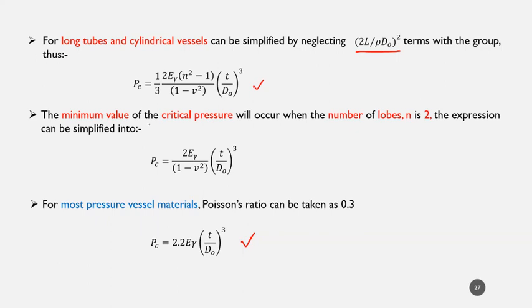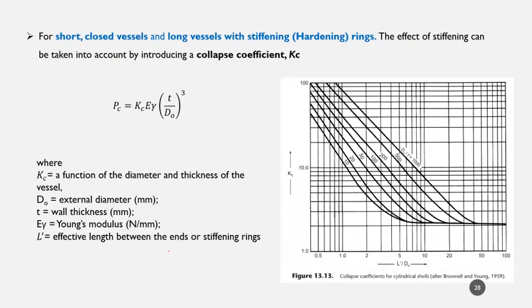Okay, the minimum value of critical pressure will occur when the number of loops, which is n, equals 2, and we can simplify the equation by inserting n equal to 2 into this equation. And for most pressure vessel materials, we may use a Poisson ratio equal to 0.3, giving the simplified version of the equation to determine the buckling or the critical pressure.